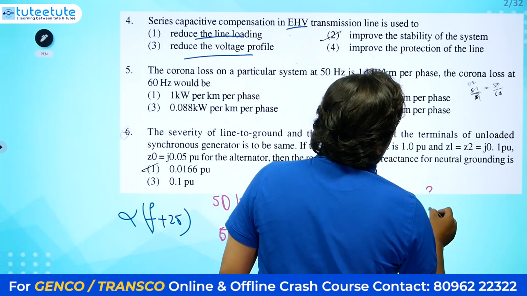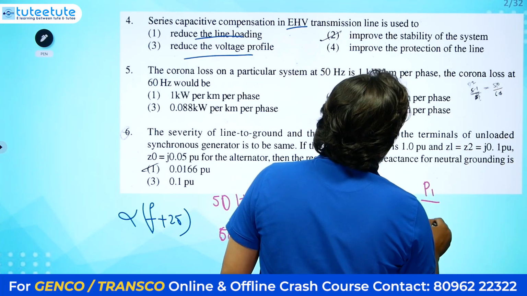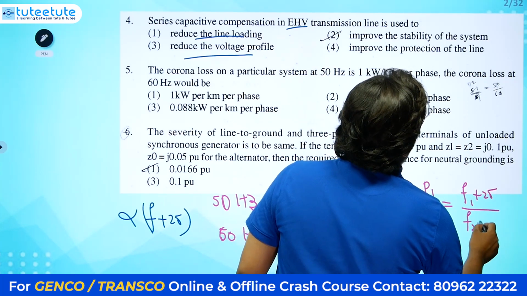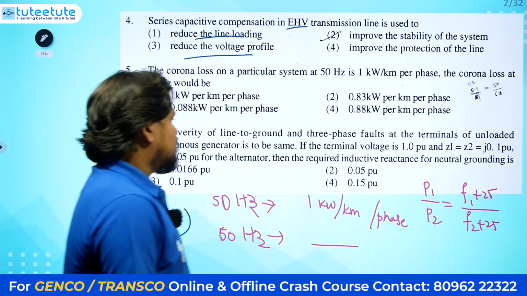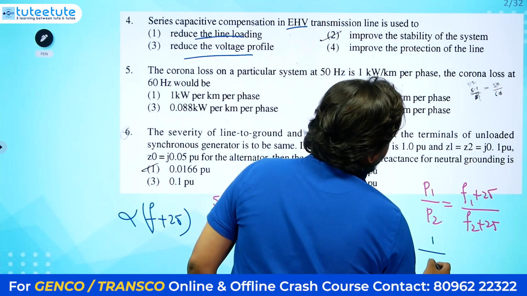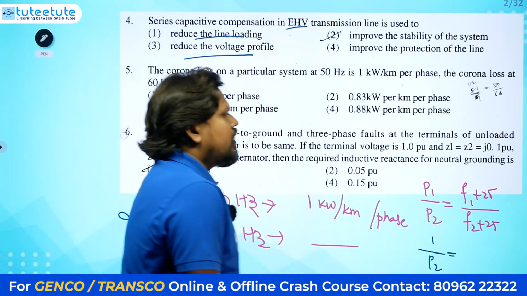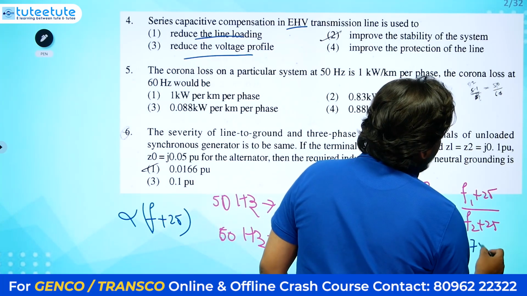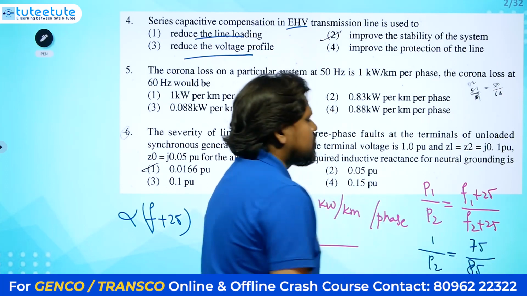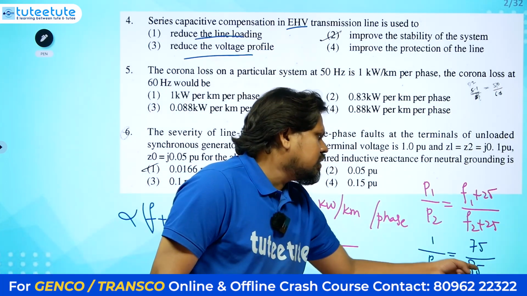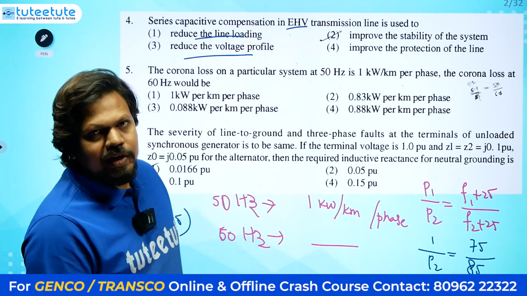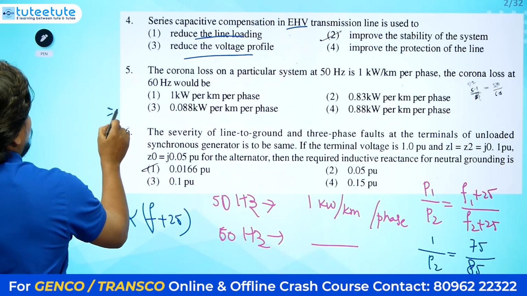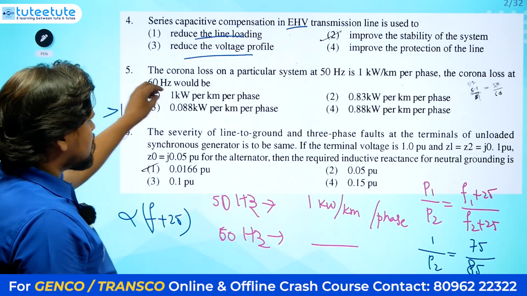Based on this, P1 by P2 equals (f1 plus 25) divided by (f2 plus 25). In the first case it is 1 kilowatt, and in the second case we need to calculate. f1 is 50 Hz, so 50 plus 25 is 75, and the other is 60 plus 25, which is 85. So what is P2? 85 divided by 75, so it will be more than 1. The answer has to be greater than 1, 1 point something, but that option is not present here.